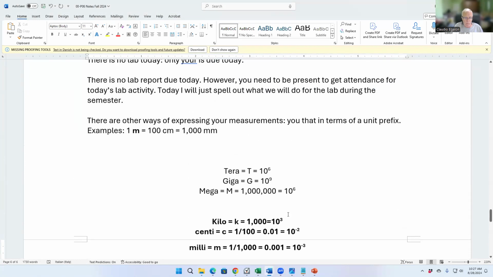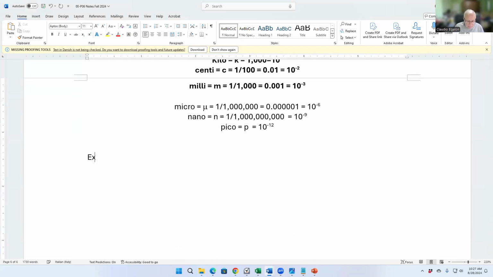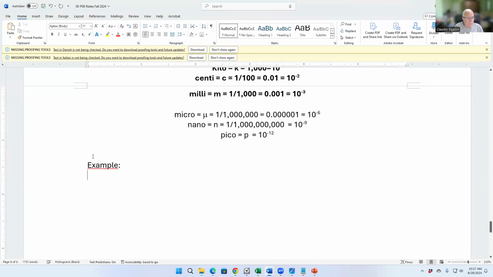Okay, so that's one important piece, another important piece of information that you have to memorize. And now we're going to do an example. It's a very important example, okay? How do you convert 1 square meter.